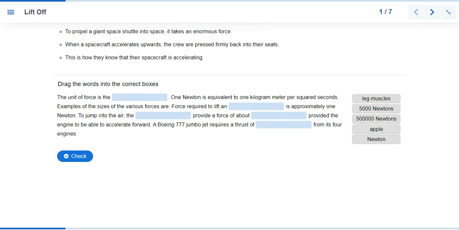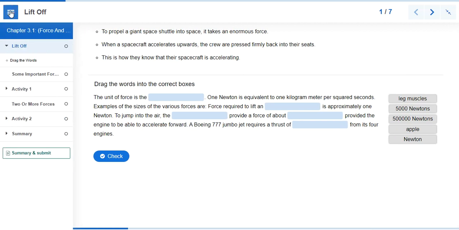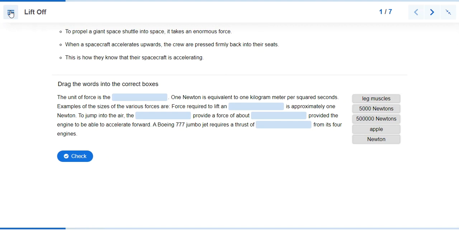Today we'll be dealing with the topic forces and motion. The subtopic we'll be dealing with is lift off. To propel a giant space shuttle into space, it takes an enormous force. When a spacecraft accelerates upwards, the crew are pressed firmly back into their seats. This is how they know that their spacecraft is accelerating.